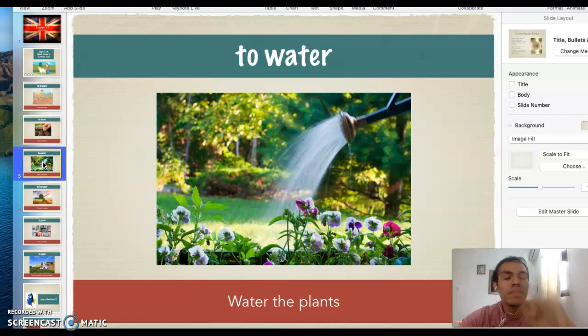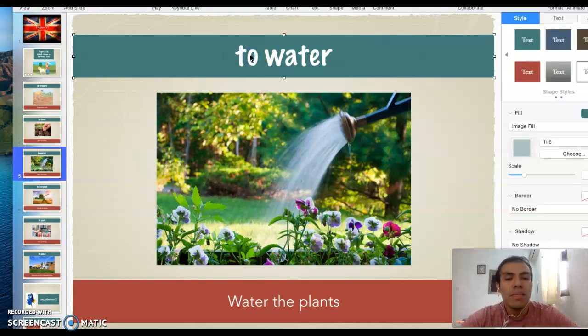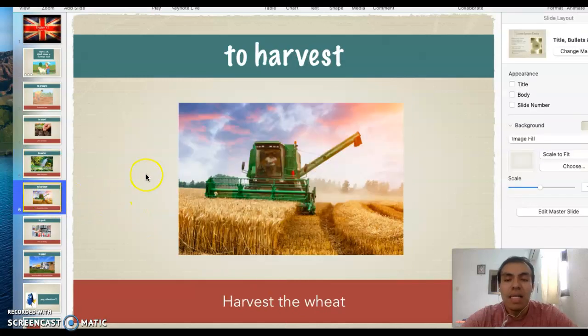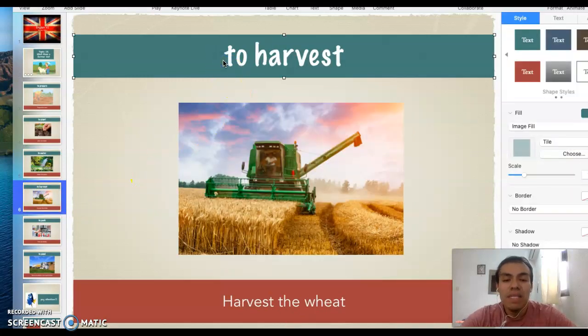Verb number 3, to water. Repeat, to water. Example, water the plants. Next, to harvest. Repeat, to harvest. Example, harvest the wheat.